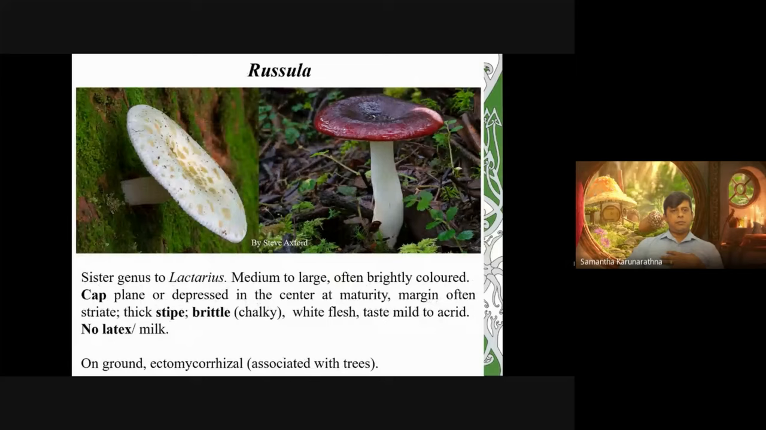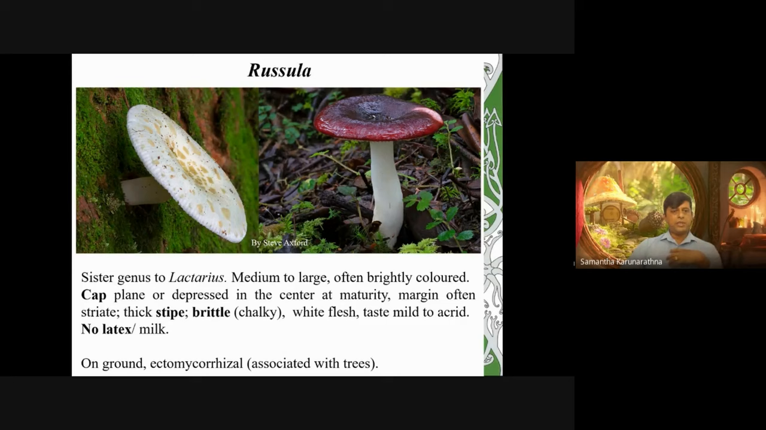Yeah, this is the genus that is very closely related to Lactarius, Russula. Most often, when you find some lookalikes to Lactarius, you can see whether they have this milk or not. If they don't have milk, that means these are Russula. They look similar, but one can be distinguished because of the milk. So that is Lactarius. Without milk, it is Russula.